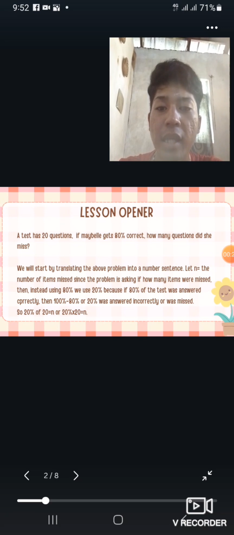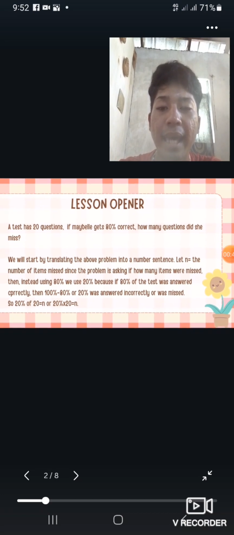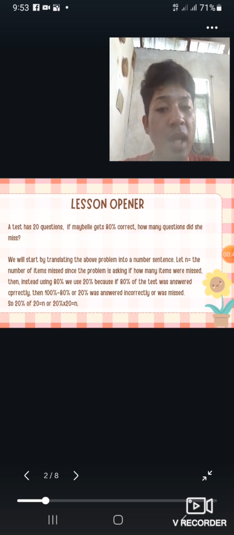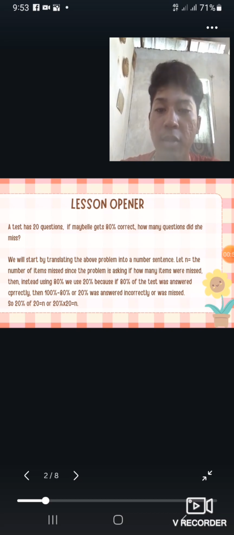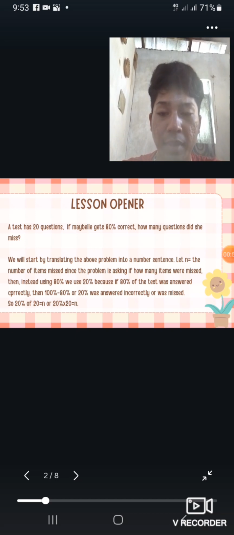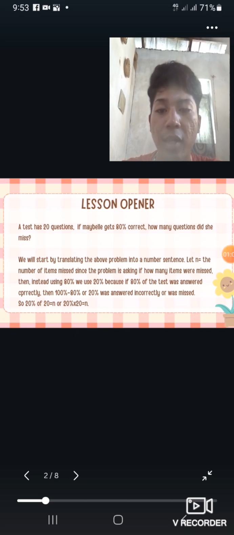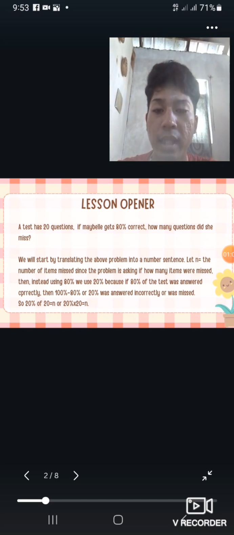So we will start by translating the above problem into a number sentence. So ato siya i-translate into a number sentence. Let n equal the number of items missed, since the problem is asking how many items were missed. Then, instead of using 80%, we use 20%, because if 80% of the test was answered correctly, then 100% minus 80%, or 20%, was answered incorrectly or was missed. So 20% of 20 equals n, or 20% times 20 equals n.